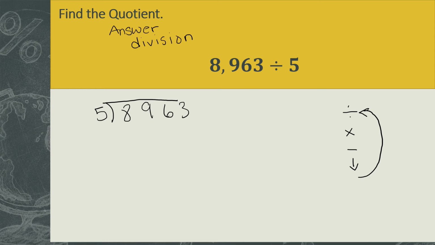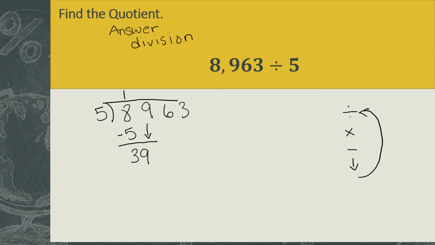So let's go ahead and try this. We're going to go ahead and divide 5 into 8. I know 5 goes into 8 one time. 5 times 8, because that's my next step, is 5. Right? So 8, next step, minus 5 is 3. And then my step after that is to bring down the next digit, which is 9.